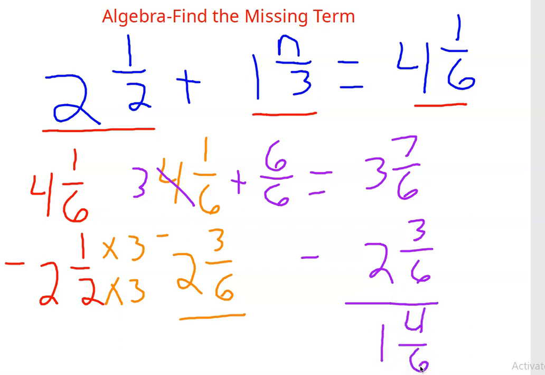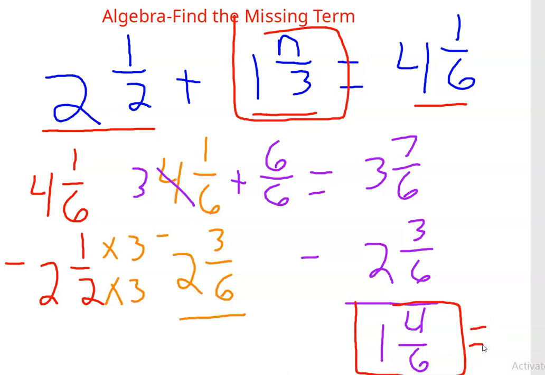Well, we're really, really close now. A lot of steps, isn't there? We have 1 and 4/6 here, and we have 1 and n over 3. So what we need to do is set it equal. 1 and 4/6 equals 1 and n over 3. So 6 divided by 2 is 3, so divided by 2, divide this by 2, is 2. So our n equals 2. Our n equals 2.